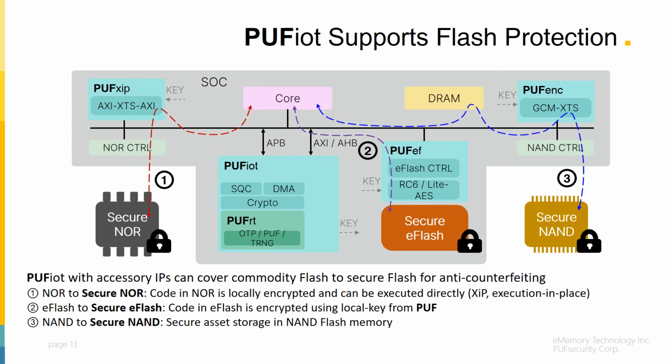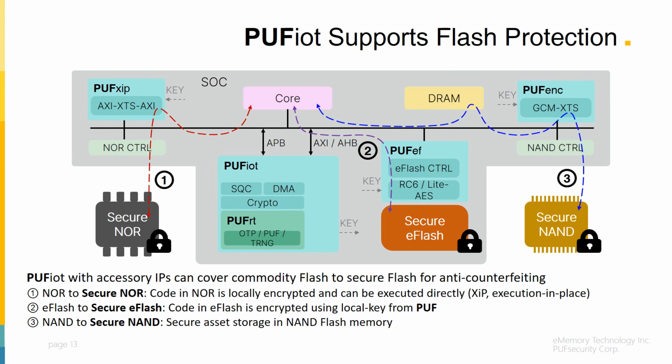This page describes in more detail how to use PUFiot to protect flash memory. PUFiot has 3 independent accessories, which can work with PUFiot to protect flash memory. In every case, PUFiot provides a local hardware unique key from the key derivation function to each accessory IP. First, PUFsIP can help convert NOR flash to secure NOR flash. Code in NOR flash is locally encrypted and can be executed directly. We call it XIP, execute in place.